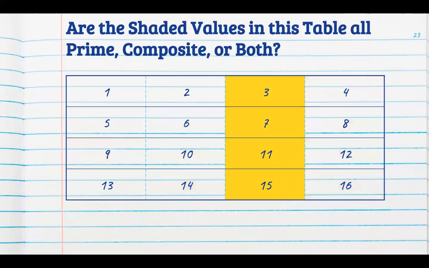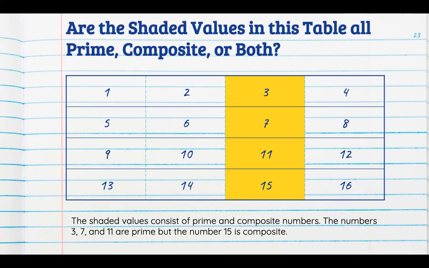How about this table? Are the shaded values in this table prime, composite, or both? All right, the shaded values in this table consist of prime and composite numbers, so both. The numbers 3, 7, and 11 are prime numbers, but remember the number 15 is composite because it has factors of 1 and 15 and 3 and 5.